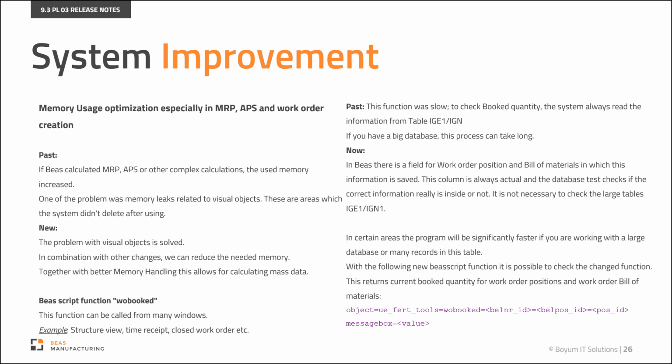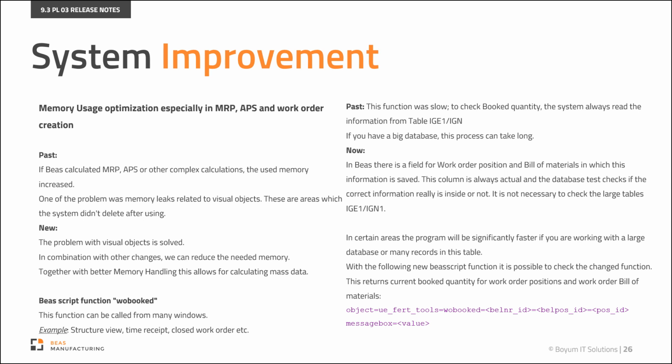In the past, if Beas calculated MRP, APS or other complex calculations, the used memory increased. One of the problems was memory leaks related to visual objects. These are areas which the system didn't delete after using. Now the problem with visual objects is solved. In combination with other changes, we can reduce the need for memory. Together with memory handling, this allows for calculating mass data.